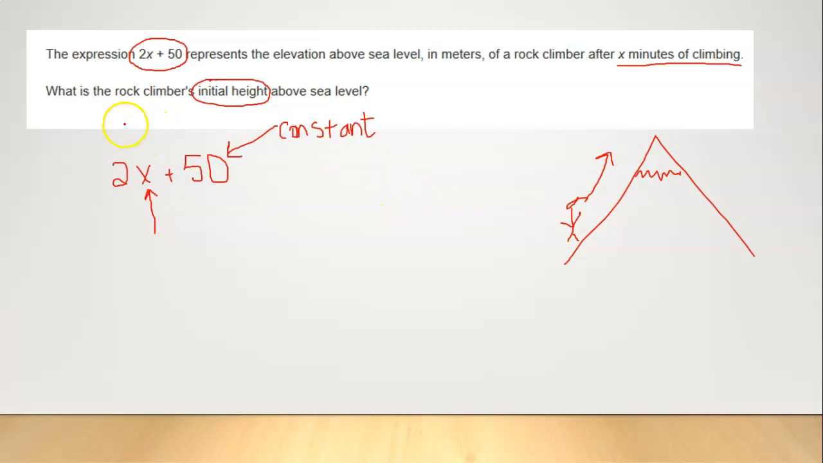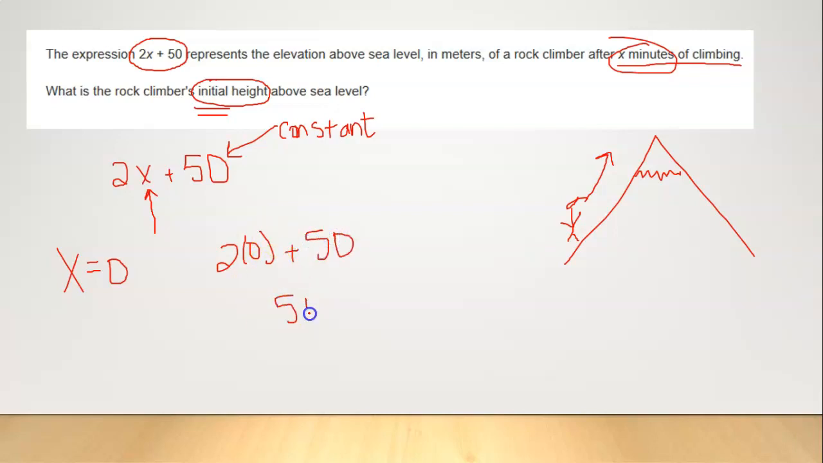Okay, so it says, what is the initial height? There's a few ways to think about this. When you think of the word initial, it's the starting point. So how many minutes have passed if we've just started? And that's no minutes, right? None. So we could let x equal 0 because no minutes have passed. That's our initial time. So let's plug in 0 for x and see what our height is.